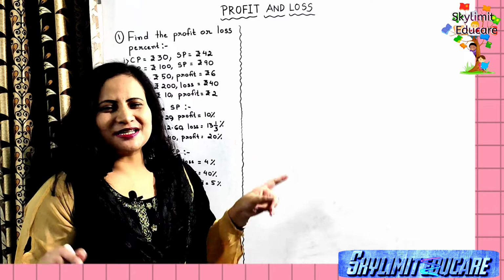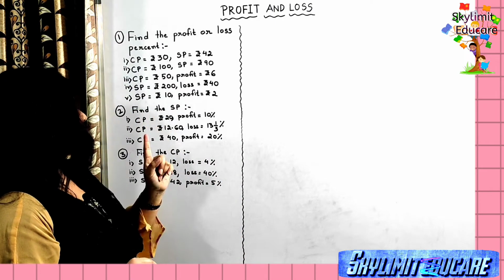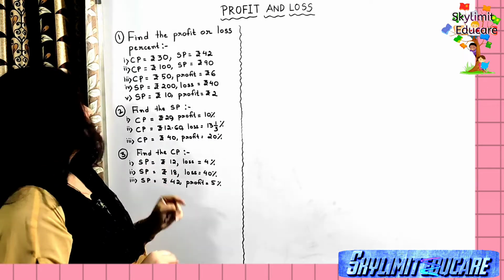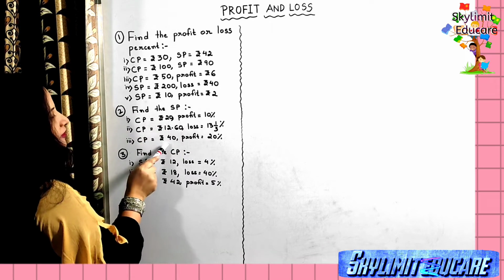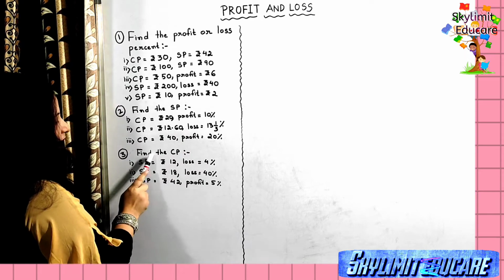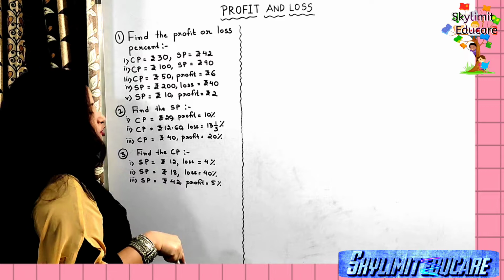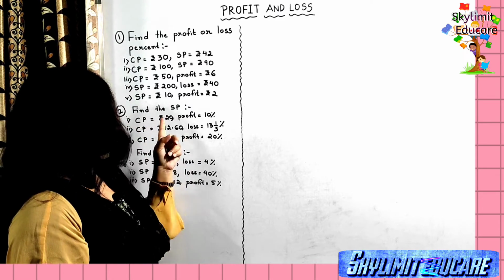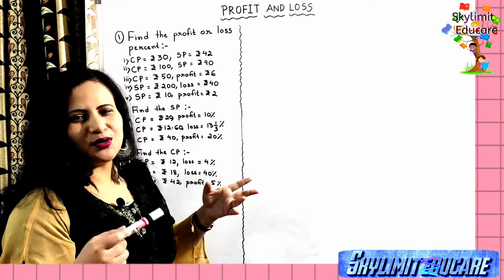So now students, let's come to the next variety of question. Find the selling price, and the next one is find the cost price. When you want to find the selling price, cost price will be given and the profit or the loss percent will be given. And when you have to find the cost price, selling price will be given and the loss or the profit percent will be given. When you have to find out any one quantity and the other two quantities are given, which formula are you going to use?